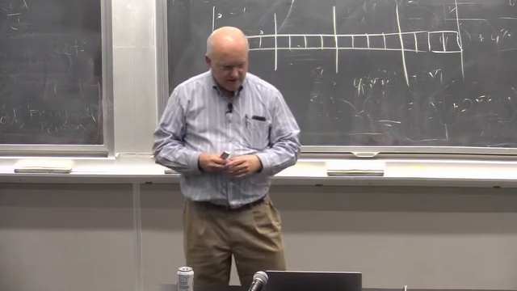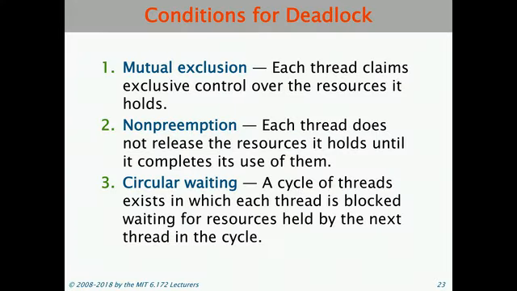Okay, there are three conditions you need for deadlock. The first one is mutual exclusion: you're going to have exclusive control over the resources. The second is non-preemption: you don't release the resources that you hold until you finish using them. And the third is circular waiting: you have a cycle of threads in which each thread is blocked waiting for resources held by the next one. In this case, the resource is the lock.